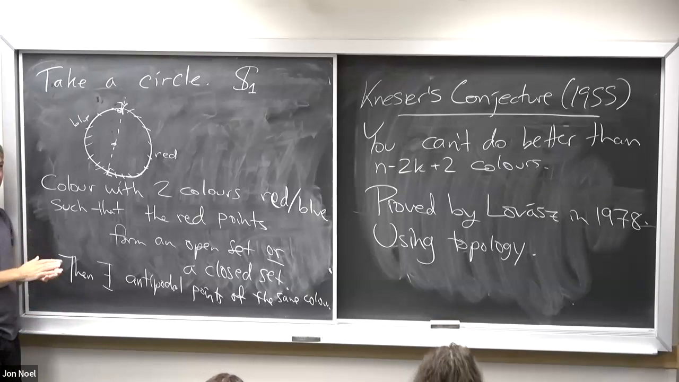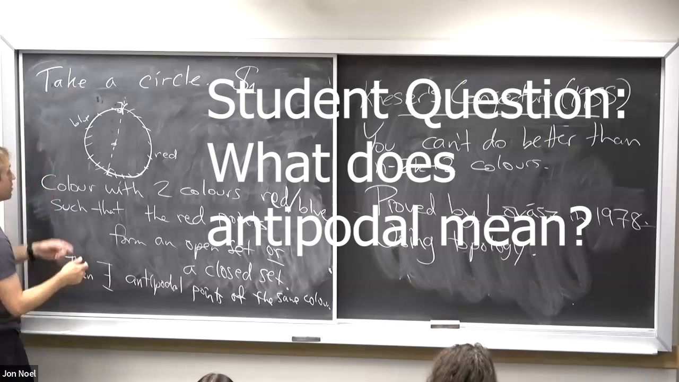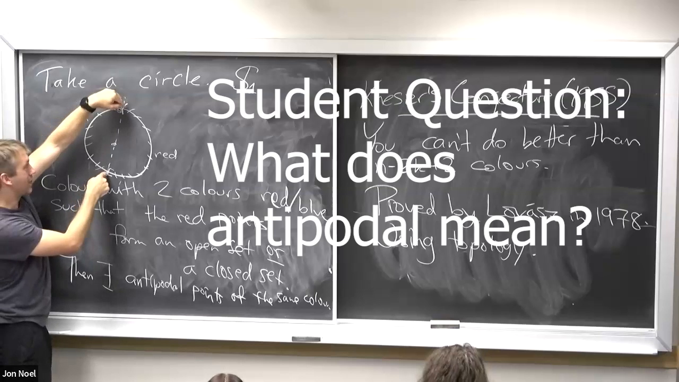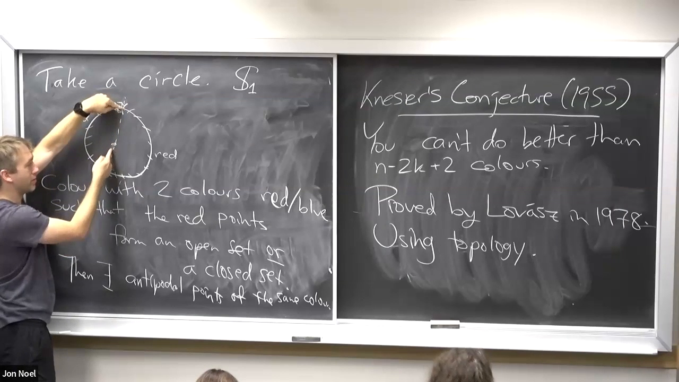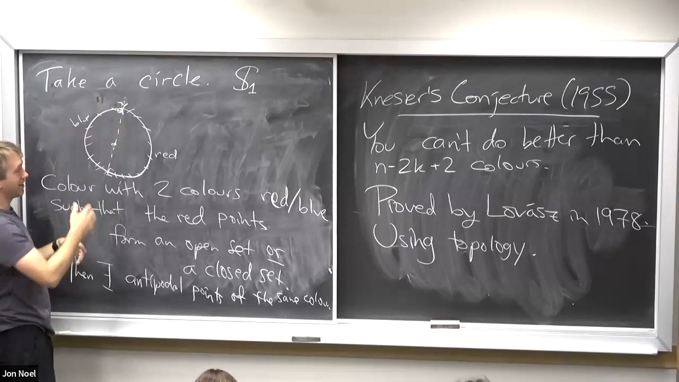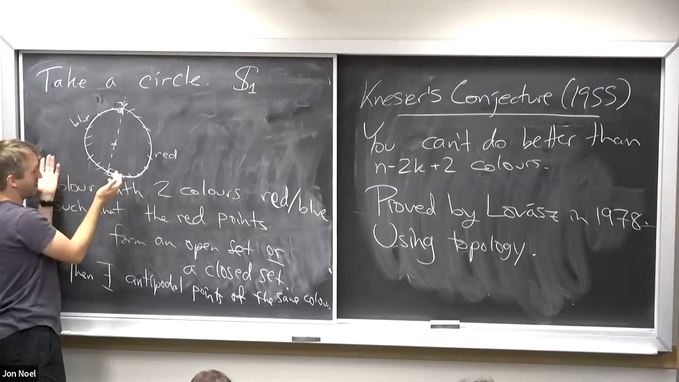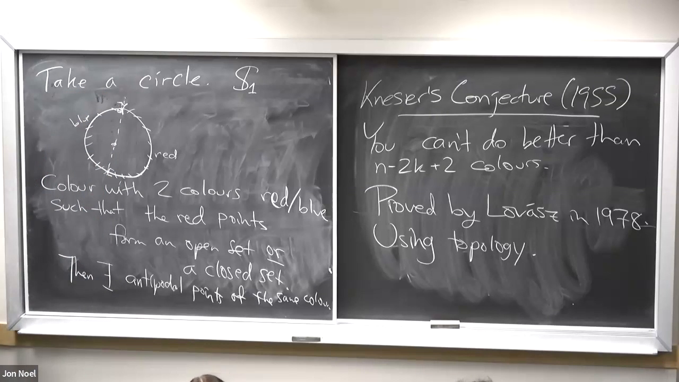Any questions or anything? Yeah. By antipodal I just mean points that are exactly opposite on the circle, so there's a line through them going through the origin. That's a good question. Feel free to ask these questions. Any other questions?